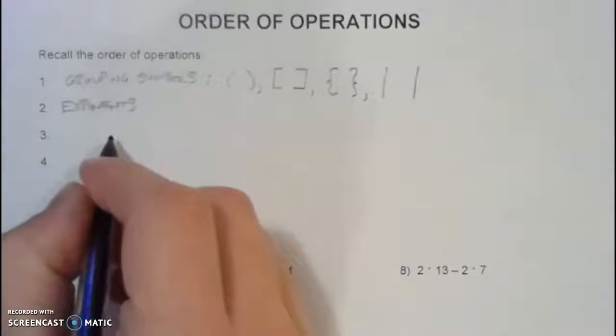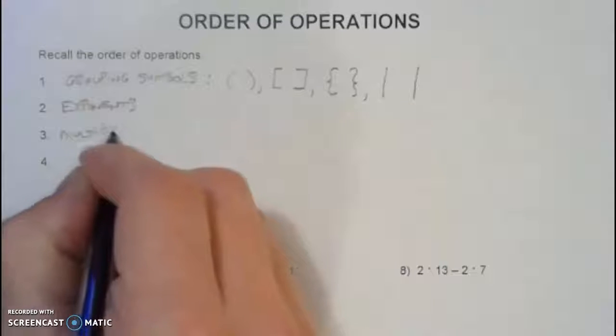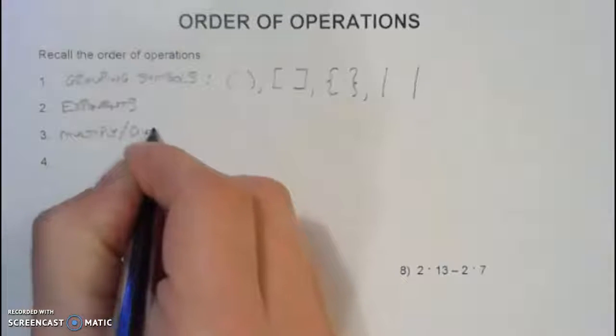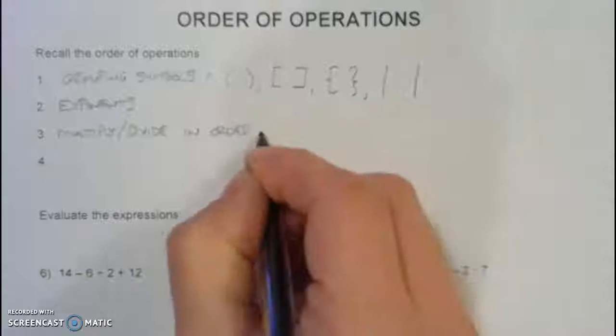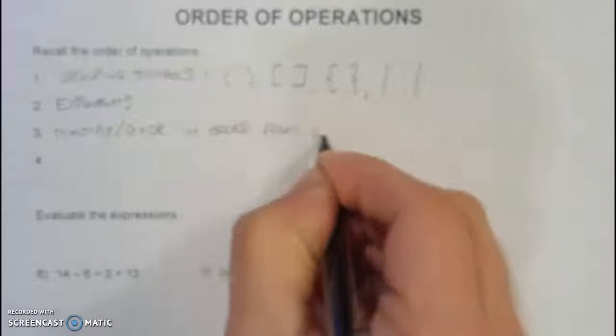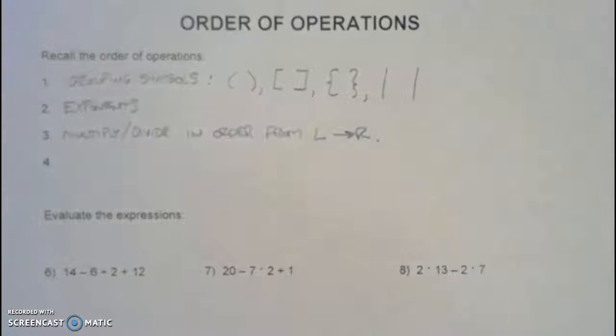Once exponents have been evaluated, then we're either going to multiply or divide in order from left to right. Okay? We evaluate an expression the same way that we read a sentence in a book, from left to right. Whichever happens first, the multiplication or division, that's what you will do first.